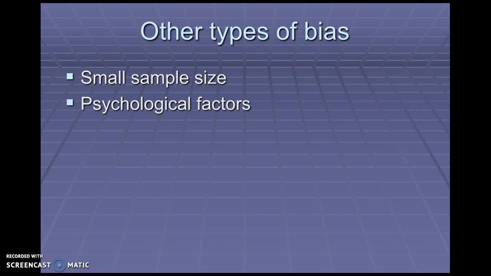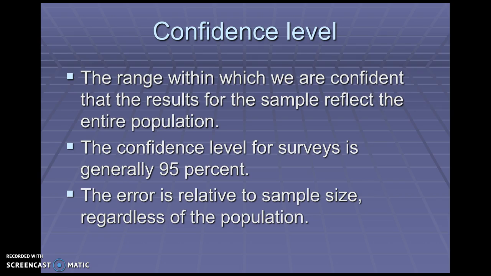Other types of bias, small sample size. If you have too small a sample size, you really can't draw a conclusion about the entire population. We'll look at that in a little bit. And psychological factors, same thing. Psychological factors are basically looking at the wording of the question or the psychology of the person answering the question. And I'll look at that in just a second.